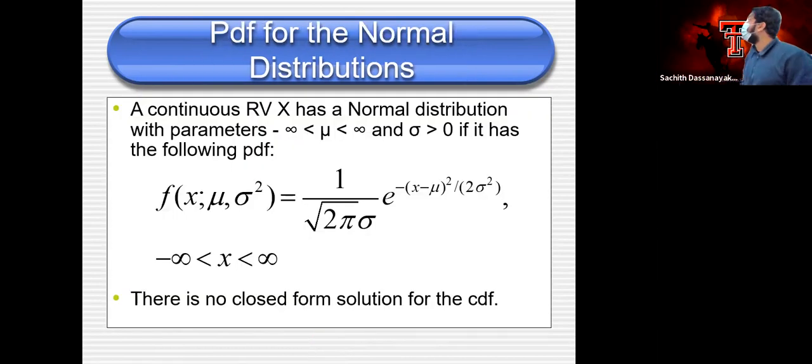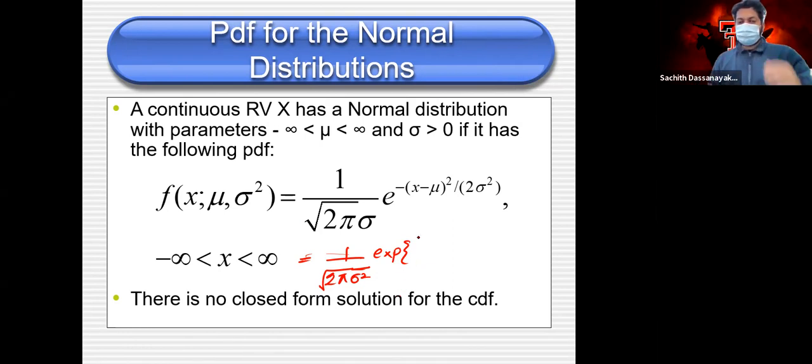Okay. PDF of the normal distribution. The PDF of the normal distribution is something like this: 1 over square root of 2 pi times sigma, times e to the power negative (x minus mu) squared over 2 sigma squared. You can simply rewrite this as 1 over the square root of 2 pi sigma squared, times exp of negative (x minus mu) squared over 2 times sigma squared. Same thing, just written in different ways.